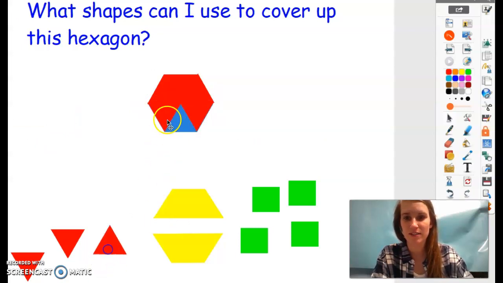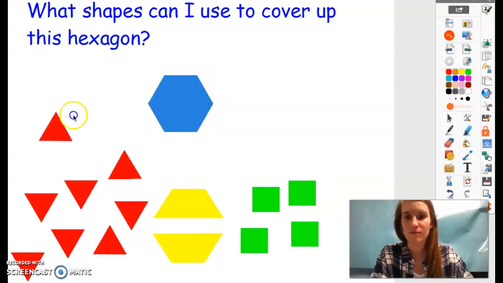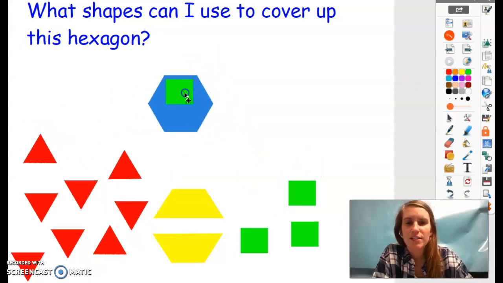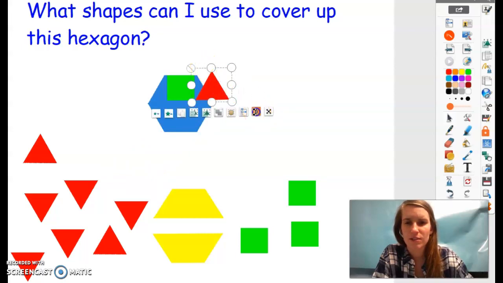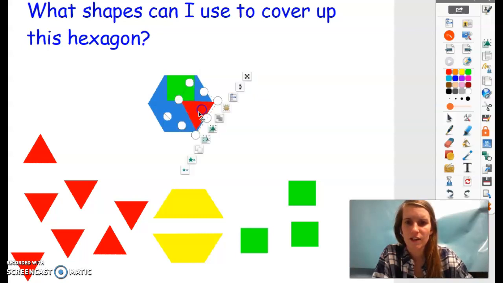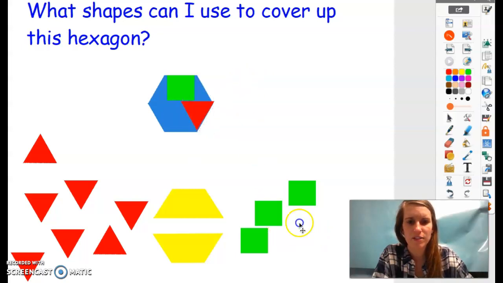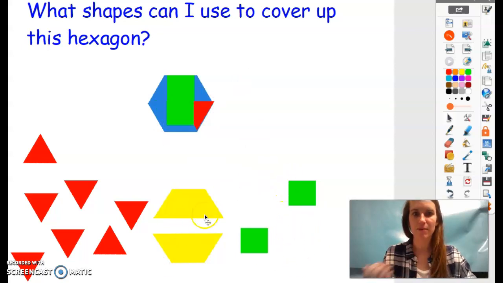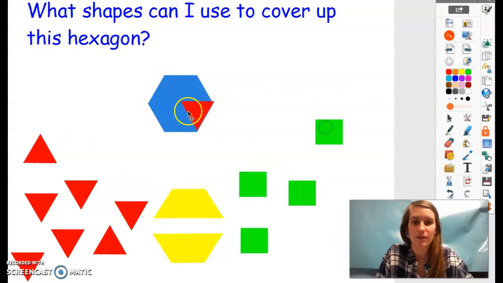Let me try with my squares now. So I put a square right here. Well, a triangle doesn't seem to really work right there. You know what? It might be hard. I don't think I'll be able to cover up my hexagon with a square. And that's okay. I was able to use some trapezoids and some triangles. Let's try and make another shape now, okay?